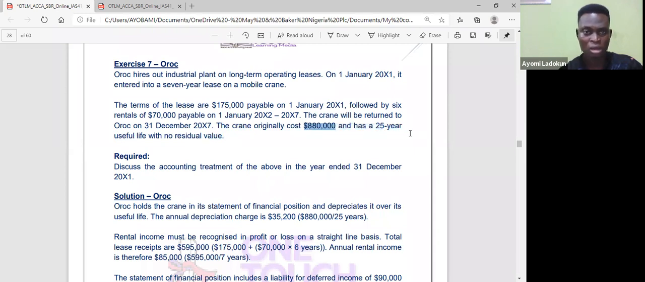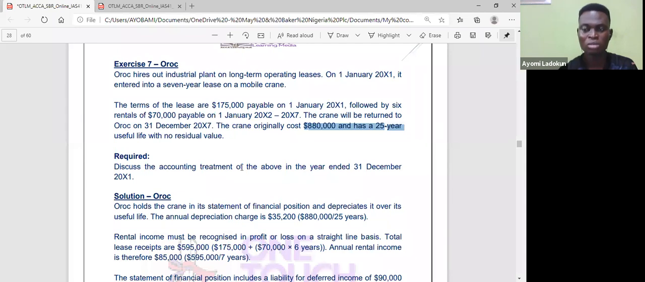So Orok would have recognized a depreciation of how much is that? So you just do 880 divided by 25. Let's see. That gives me 35.2, so that's 35,200. So we would have recognized a depreciation.